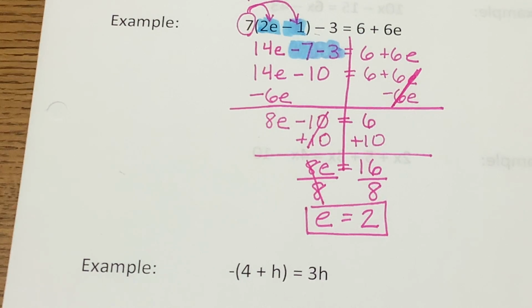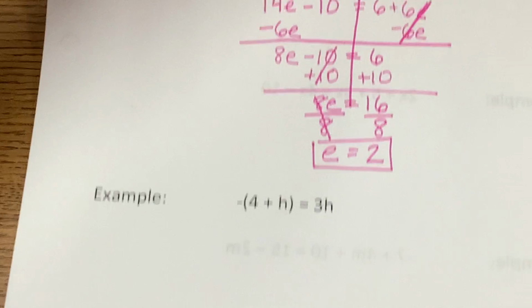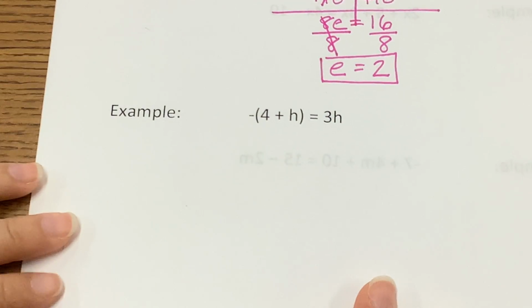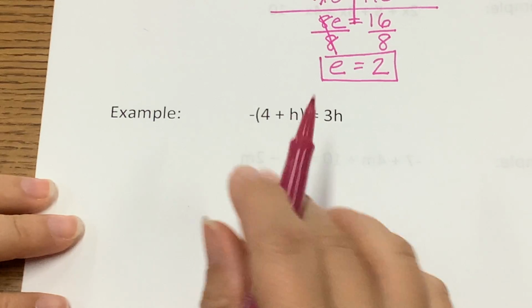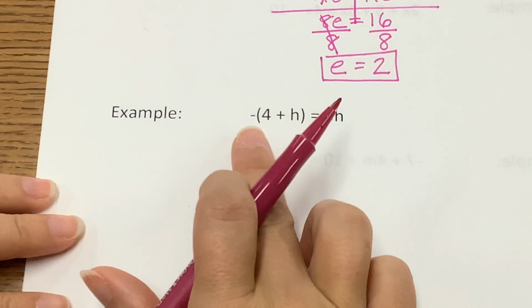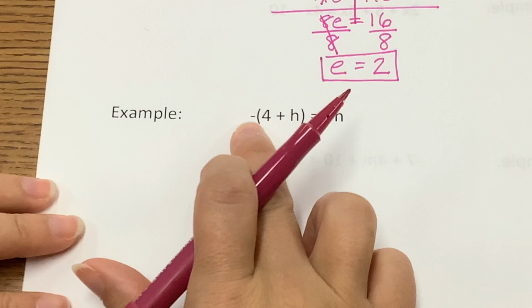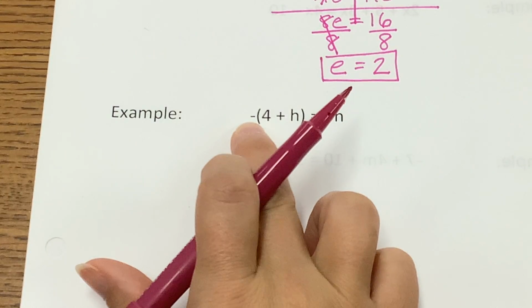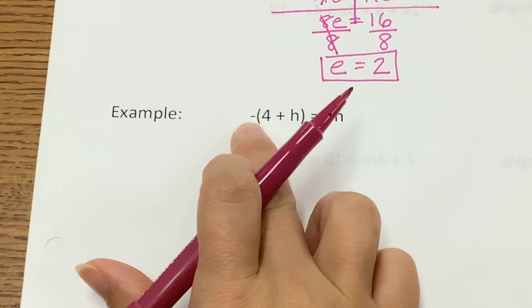So let's look at our next example. Okay. This next example, we have this negative on the outside. What does that indicate? It's going to have to be distributed, right?